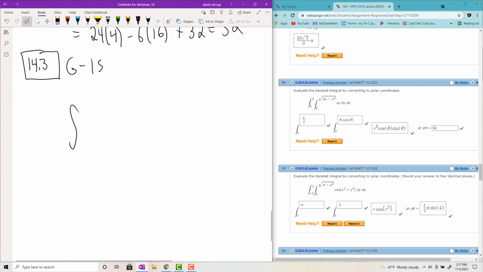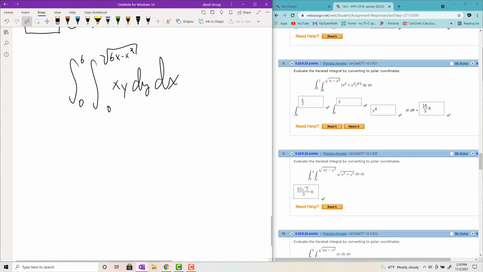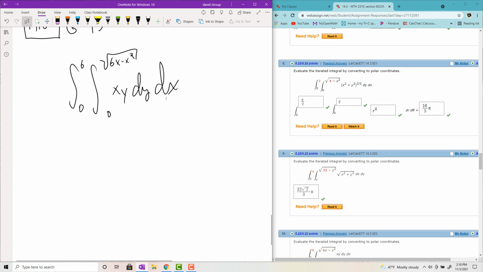Okay, so you've got to convert to polar, but in order to do that, you kind of have to have a picture, right? So here we go. The integral from 0 to 6x minus x squared, xy, dy, dx. Okay. Right. So I need to figure out what I'm dealing with. I'm going from y equals 0 to y equals the square root of 6x minus x squared.